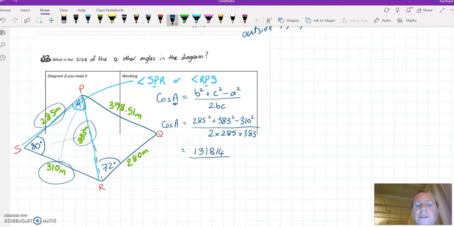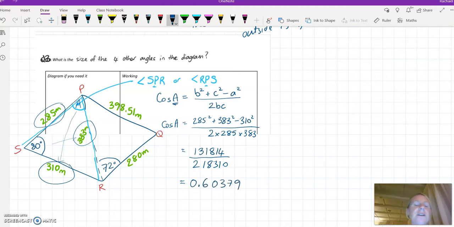131814. There are a few different ways that you could attack this type of question. I'm going to work out what that bottom number, that denominator, is. So 2 times 285 times 383, that's 218310. And now I can do my top divided by my bottom, divided by 218310.